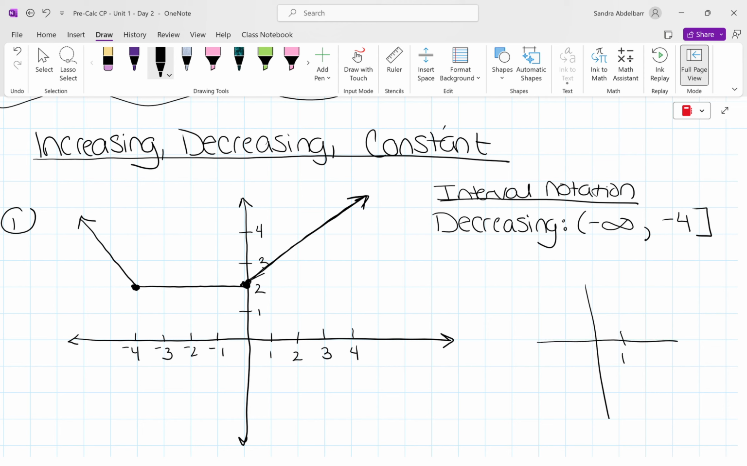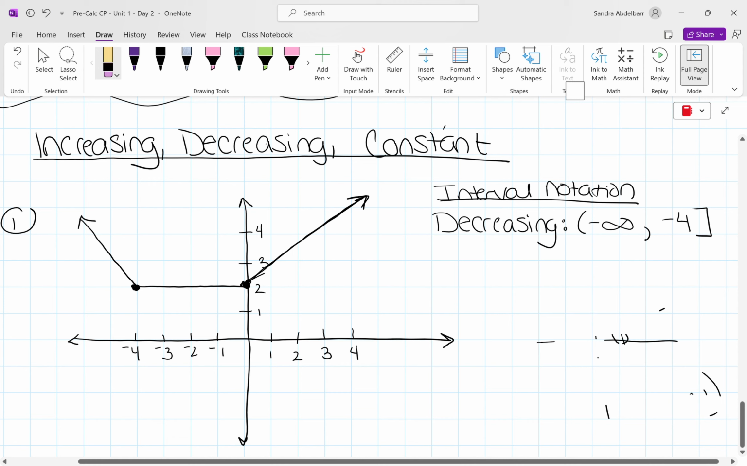So for example, let's say I had an open circle here, and then it went on. So in this scenario, it's at 1, but is that 1 included? No, so that would be a round parenthesis, and then infinity.